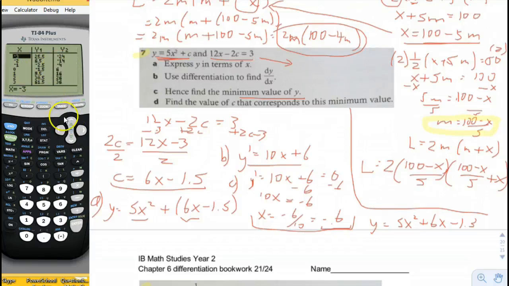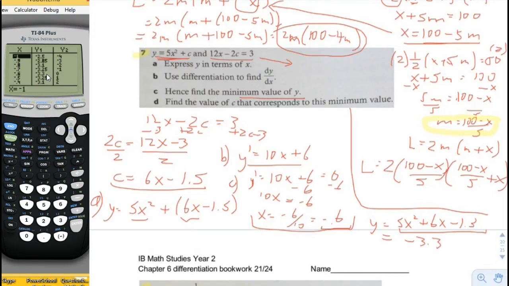But it's between negative 1 and 0. If we want to see it exactly, we could do plus 0.1. And then we can see that at negative 0.6 the gradient is 0. Okay? And then at negative 0.6, what's the y value? It's negative 3.3. So instead of substituting x equals negative 0.6 into this equation, we can just look at the calculator, and it's going to be negative 3.3.